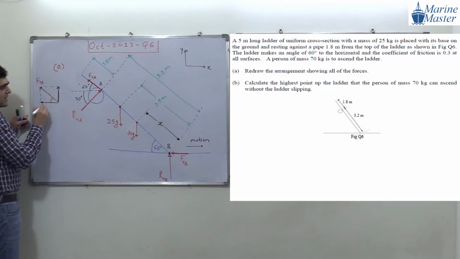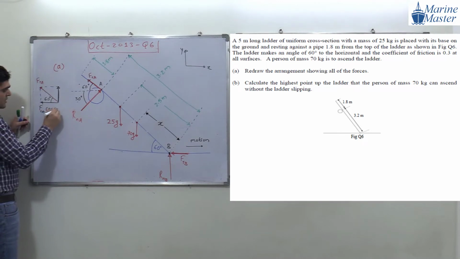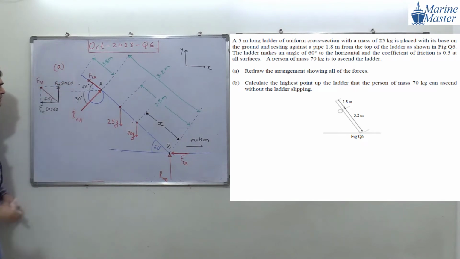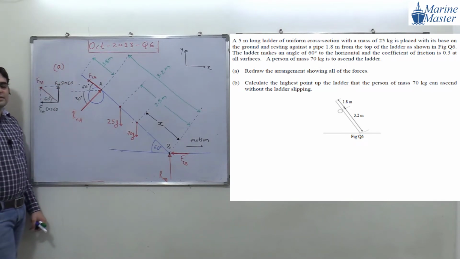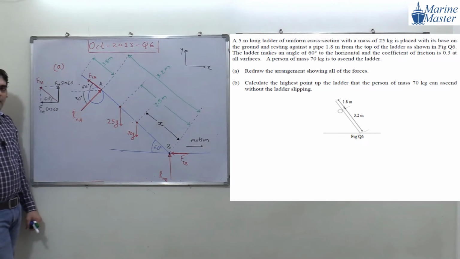And this angle is how much, guys? 60 degree. So this component will be FRA cos 60, and this component will be FRA sin 60. Is it visible to everyone? Try to observe the things. Okay, good. Very good.